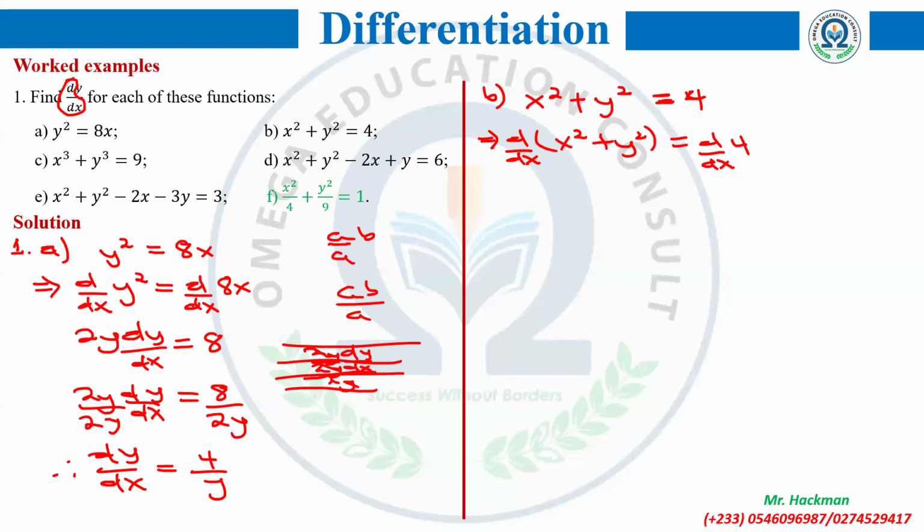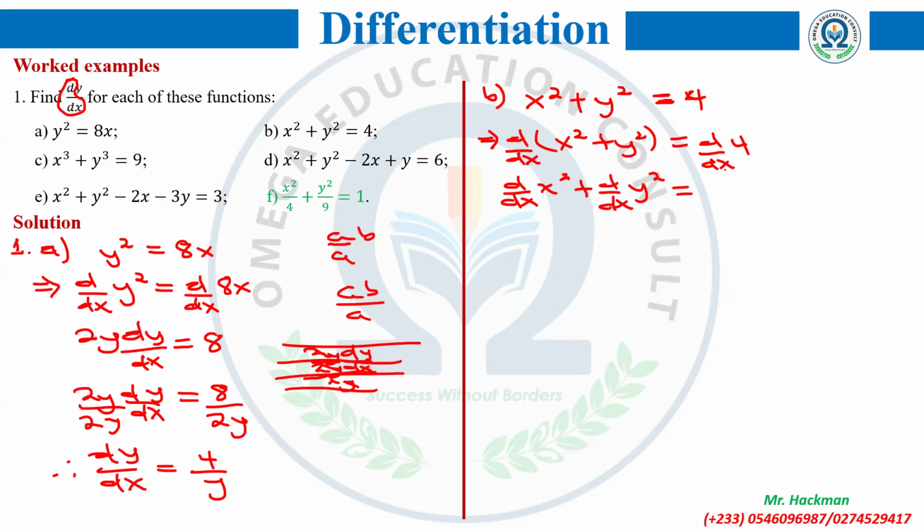Okay, now listen. We are finding d/dx of x squared plus y squared. So your differential operator is first of all affecting two terms. So we have to differentiate term by term. Do you agree? Okay, so can I say that what I have here is the same as d/dx of my first term, which is x squared, plus d/dx of my second term, which is y squared? And this will be equal to d/dx of 4, which is what?